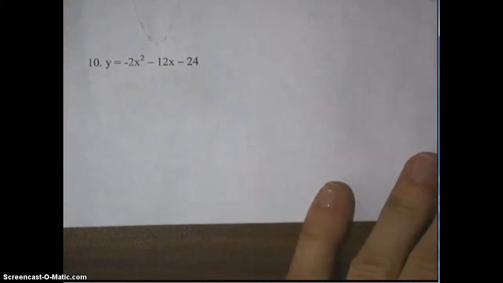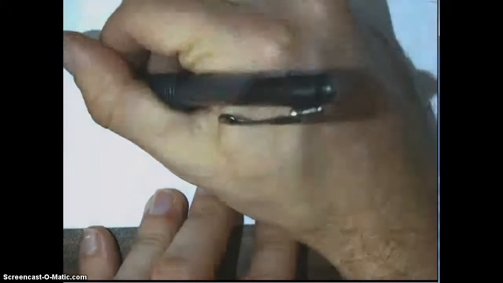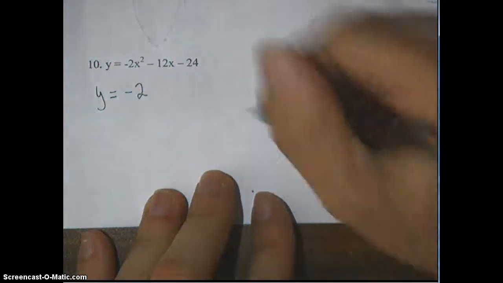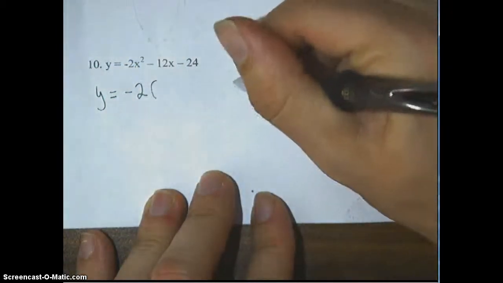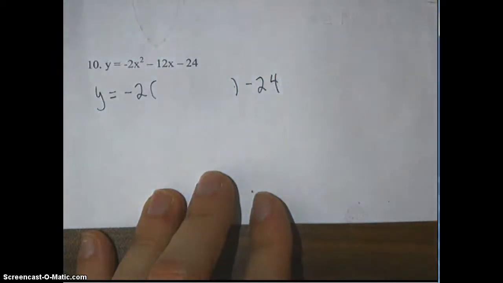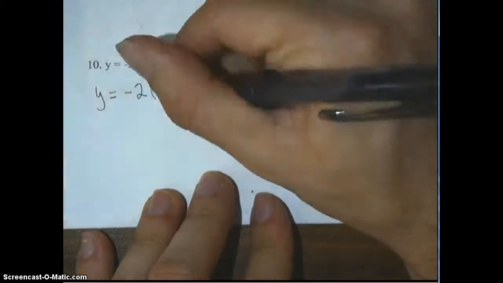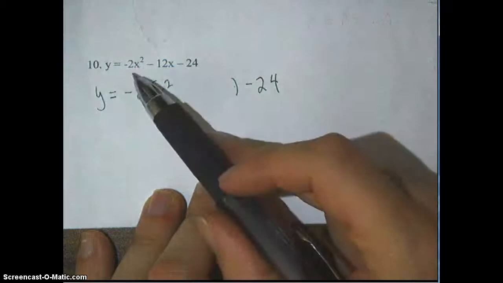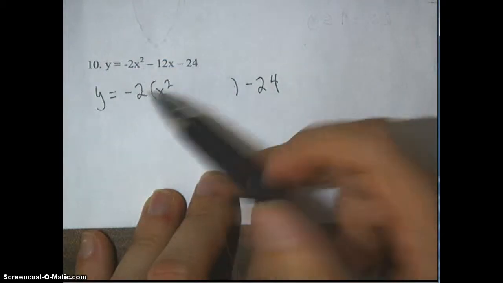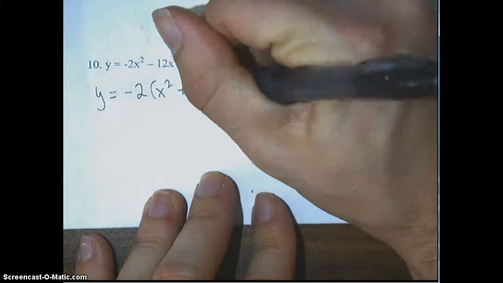y equals negative 2x squared minus 12x minus 24. So this time, I want to factor out a negative 2, because I don't want anything in front of that x squared. So now I'm going to have some parentheses, and I'm going to have that minus 24 outside, like that. Now I've got an x squared because I factored out the negative 2. Now negative 12 divided by negative 2, that's positive 6x.